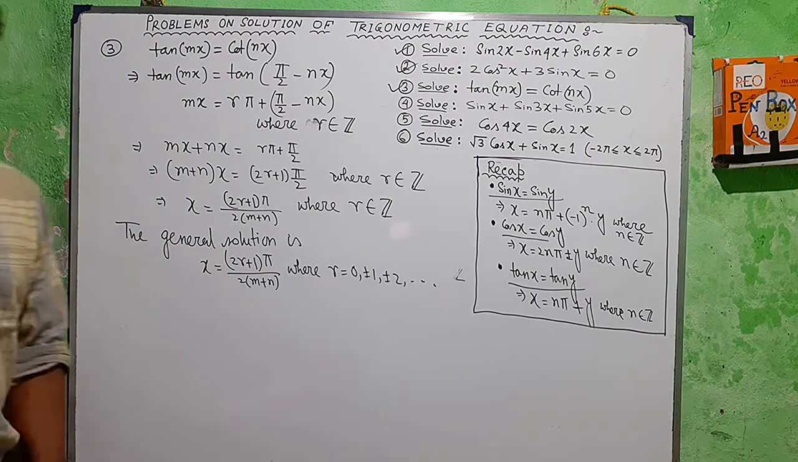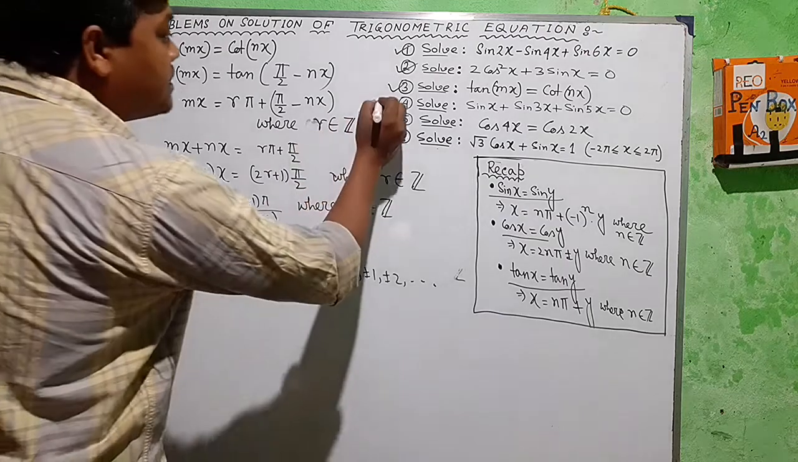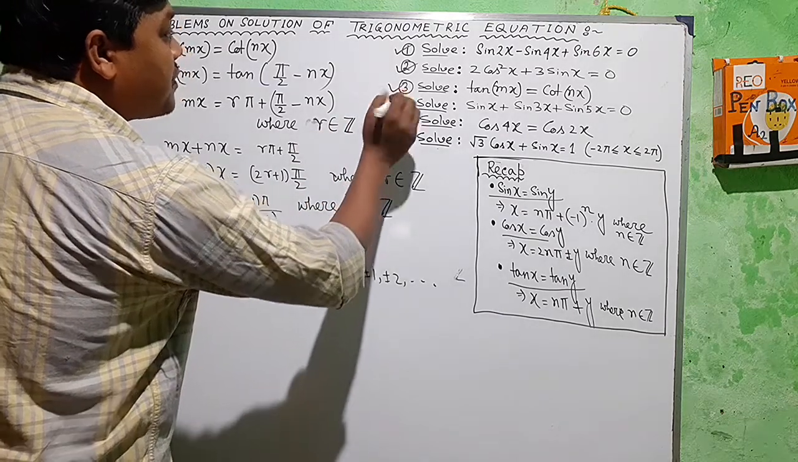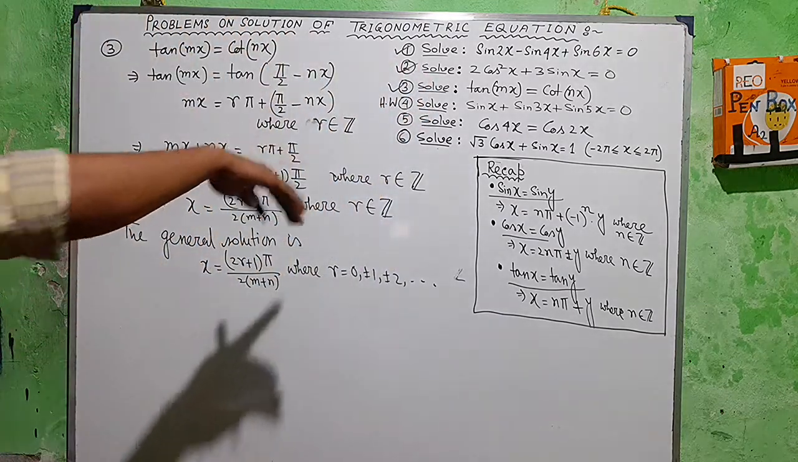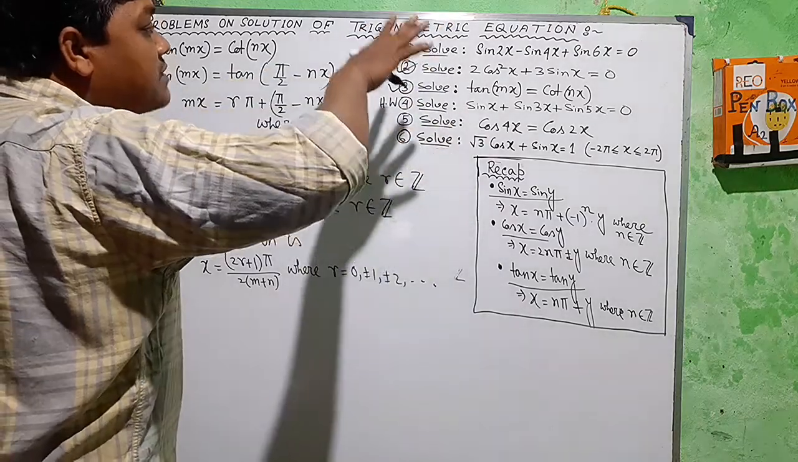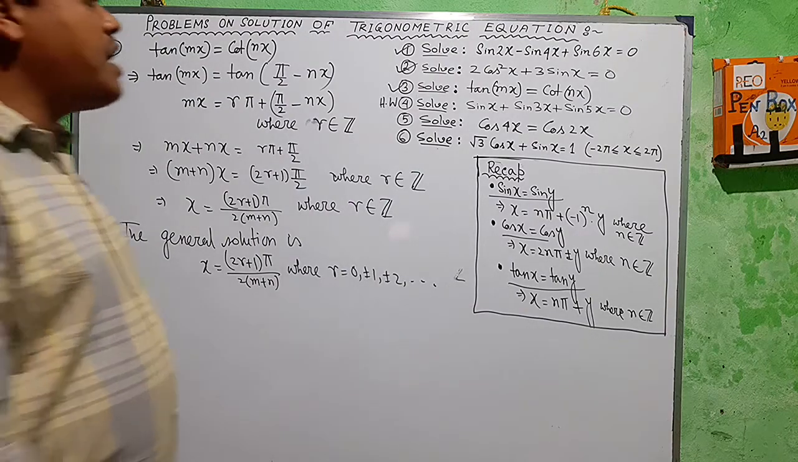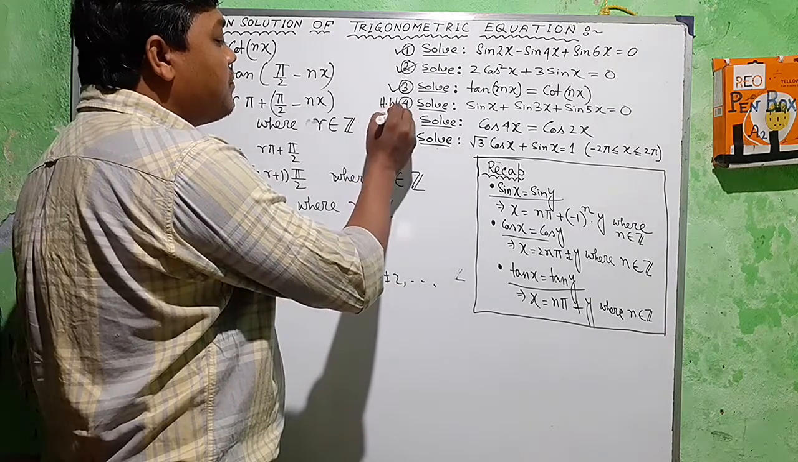Okay, you have already copied, I think. So next, problem number 4, this is your homework, because this problem looks like problem number 1. If you practice it as problem number 1, then you can easily solve it. And problem number 5 is also your homework.